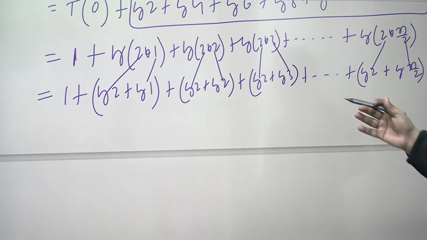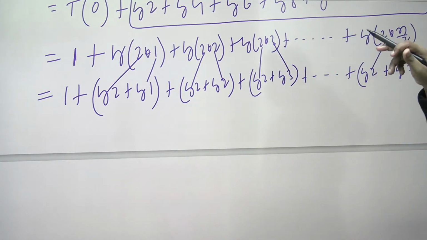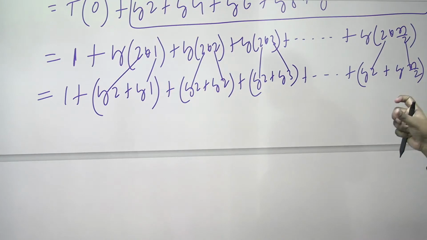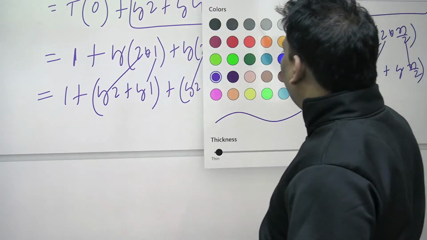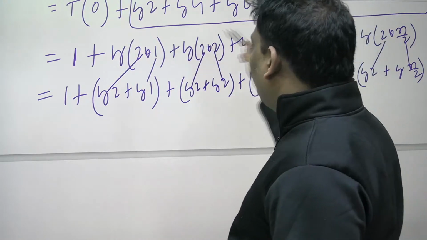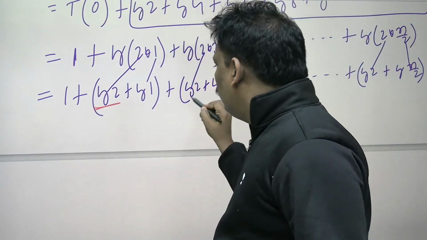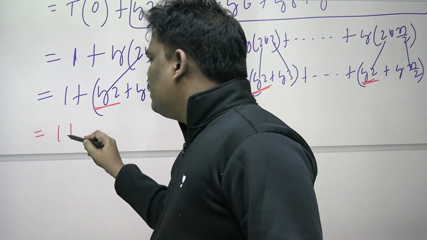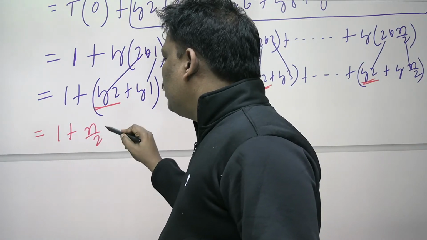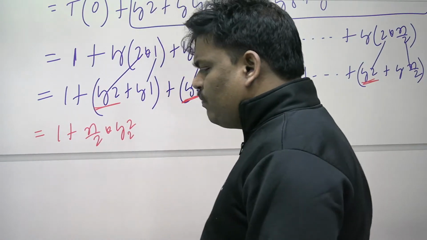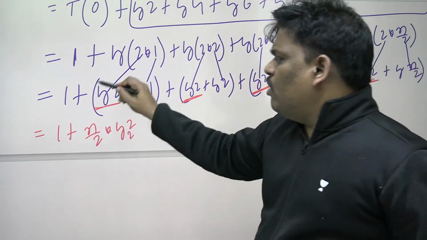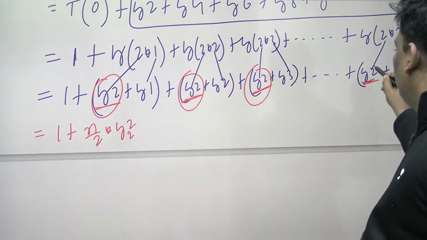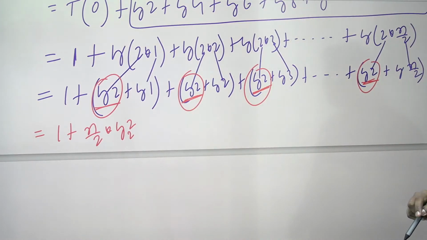So there are n by 2 terms, and every term contains log 2. Do you identify that? So we get 1 plus n by 2 times log 2, with base 2 by default. In every term the first part is log 2, and there are n by 2 of them, so n by 2 into log 2 base 2.